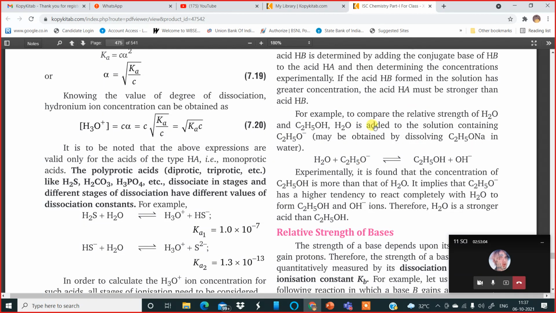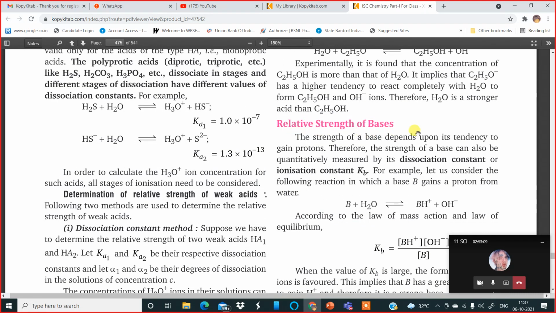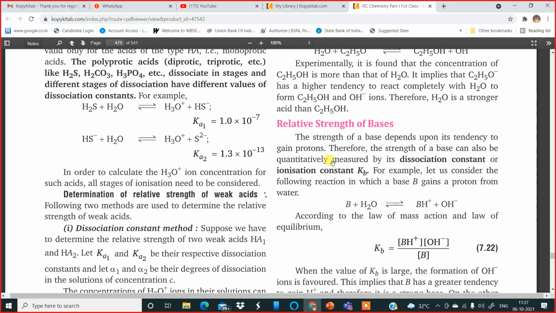Now, this one is not so important, but I will discuss the relative strength of bases in a similar manner. The strength of a base depends upon its tendency to gain protons. That is already known to you. Therefore, the strength of a base can also be quantitatively measured by its dissociation constant or ionization constant Kb. Since it is a base, we always write Kb. For example, let us consider the following reaction. A base dissolved in water gives a conjugate acid and a conjugate base.